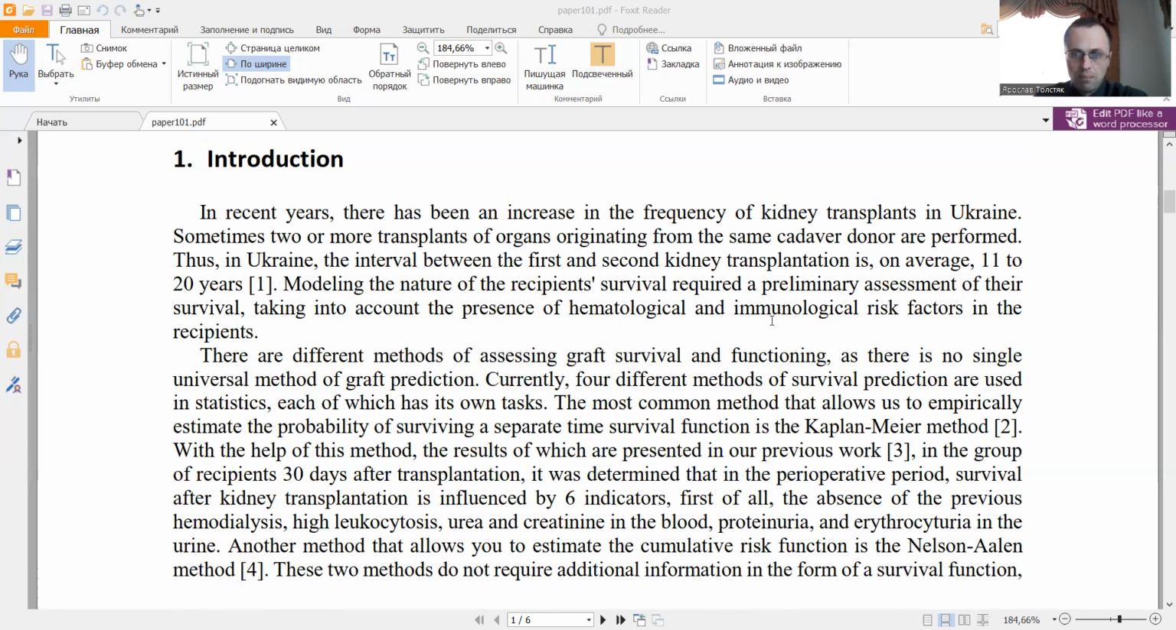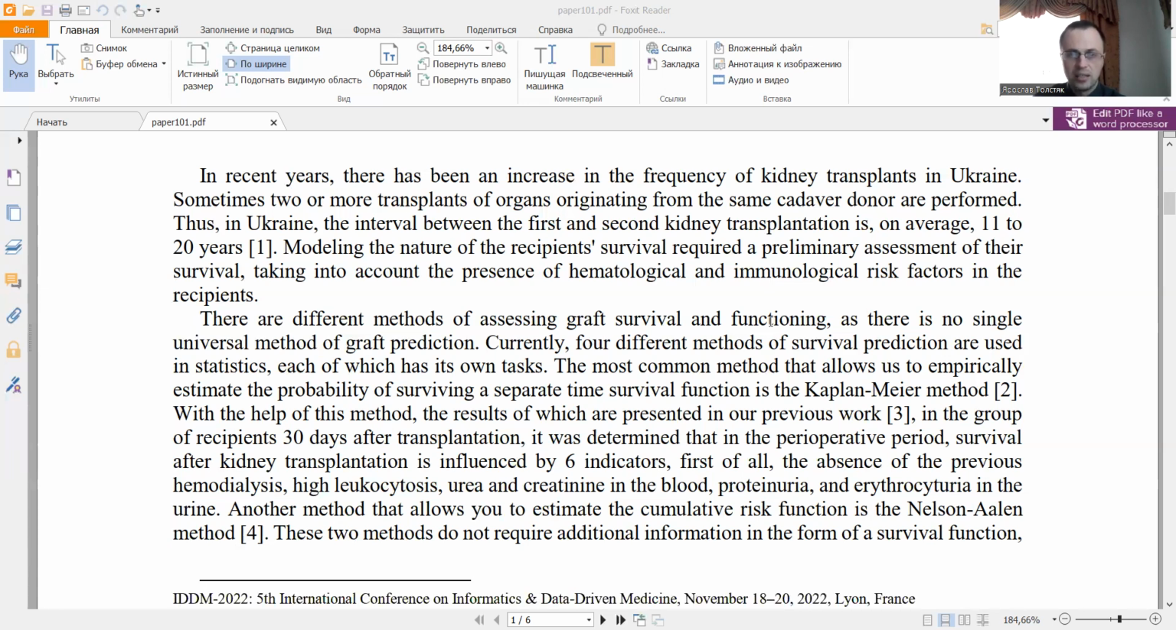The most common method, which allows us to empirically estimate the probability of survival as a function of time, is the Kaplan-Meier method. With the help of this method, the result of our previous work in the group of recipients 13 days after transplantation determined that the period of survival after kidney transplantation included 6 indications.